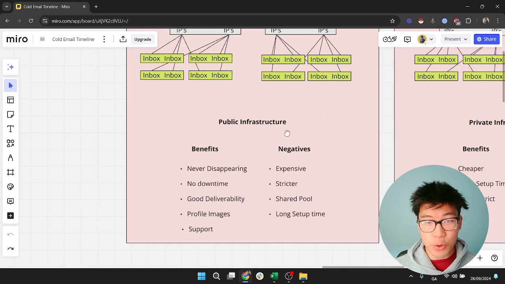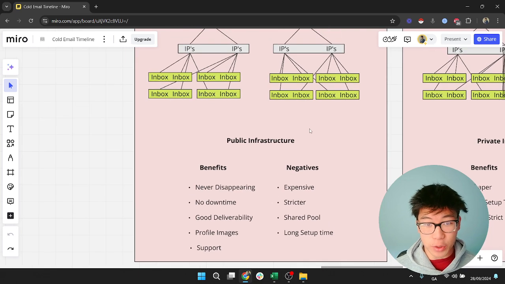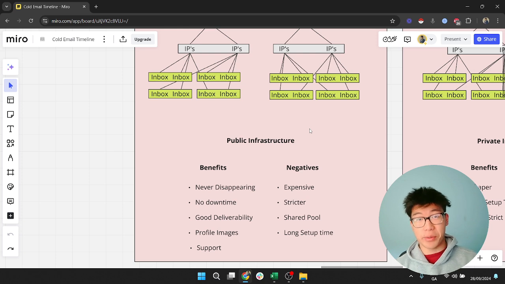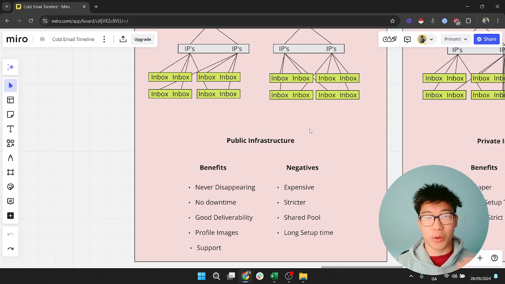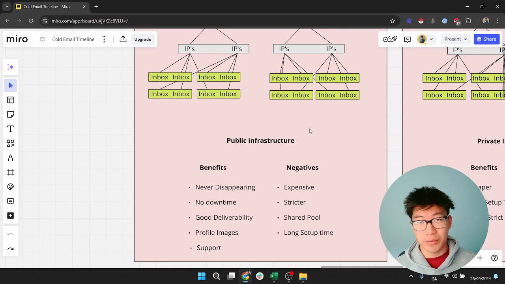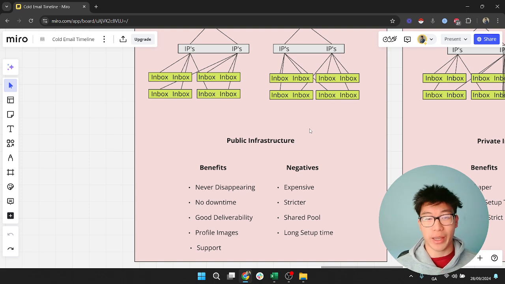And then if you come into public infrastructure, the benefits of public infrastructure are they're never going to disappear. If Google and Microsoft disappear, the world is over. It's just one of those things. There's no downtime, or if there is, it'll be fixed very quickly because they have multi-billion dollars in this and they have the entire industry on wraps. There won't be much downtime. The deliverability is good. The reason being is if you get sent an email from Google or Microsoft, people are like, okay, it's used by 90% of the world. If you're sending from the 10%, you're probably not legit.